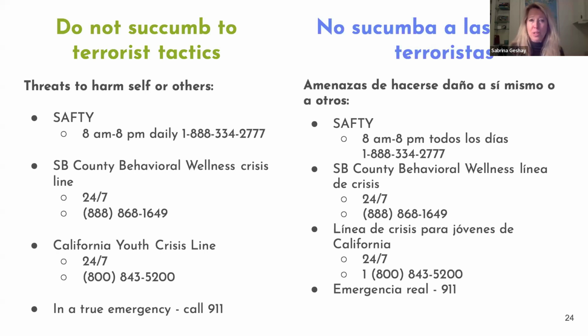There are many resources available to assist with that if you have a concern about depression or self-harm behavior, or threat of harm to others. There's Safety, who are just wonderful. You can see on the slide, they're available 8 a.m. to 8 p.m. daily. The number is provided there for you. There's also Santa Barbara County Behavioral Wellness Crisis Line, the California Youth Crisis Line. And if it's a true emergency, like they're really losing it, you can always call 911.